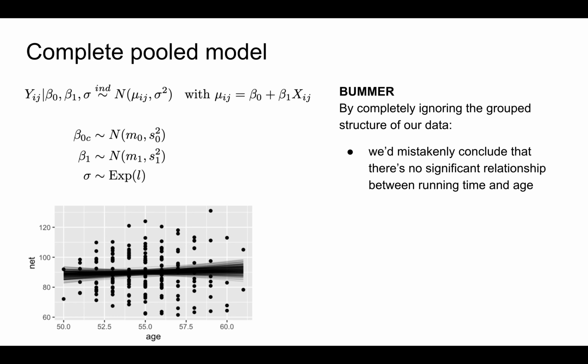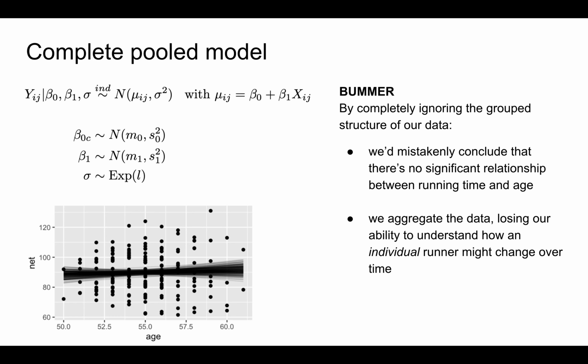Another drawback of this model is that it aggregates information across runners. Thus, whereas it might allow us to explore how fast, say, a 55-year-old or a 60-year-old might run, it does not allow us to explore how an individual runner's speed might change over the course of time.